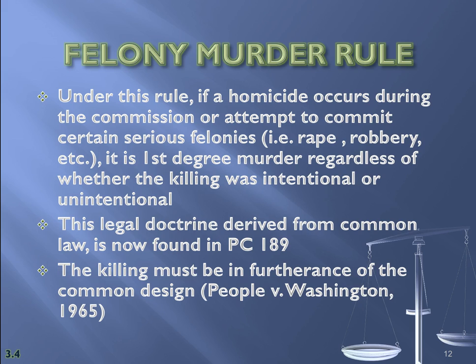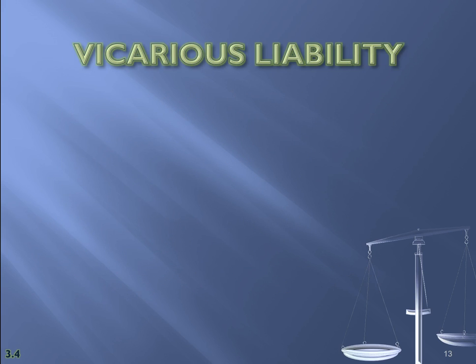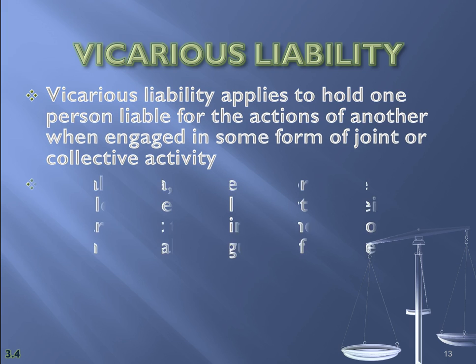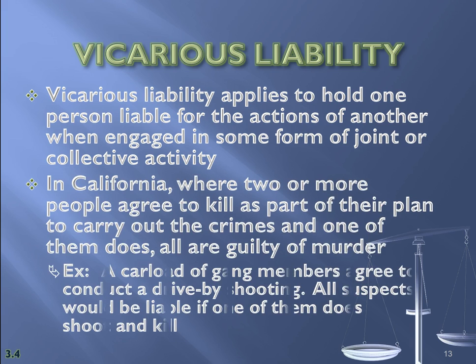So as we look back up here now, this legal doctrine derived from common law is now found in Penal Code 189, and you can look that up if you want. And again, the killing must be in furtherance of the common design, and there's a case that goes with it, but I think everybody understands it. So let's move on now to the vicarious liability doctrine.